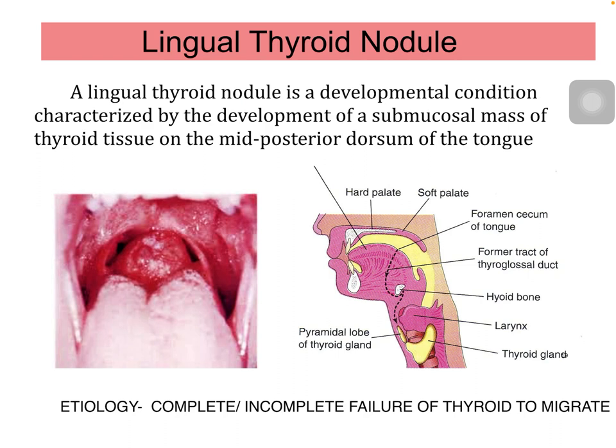Lingual thyroid nodule. A lingual thyroid nodule is a developmental disease characterized by development of a submucosal mass of thyroid tissue on the mid-posterior dorsum of the tongue. Etiology includes complete or incomplete failure of the thyroid to migrate.